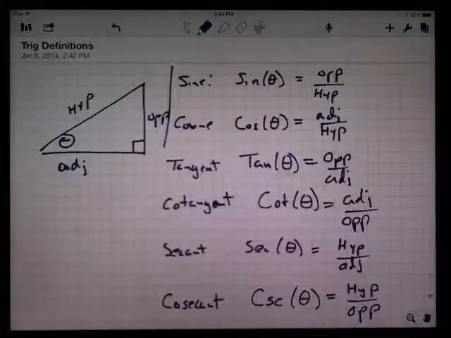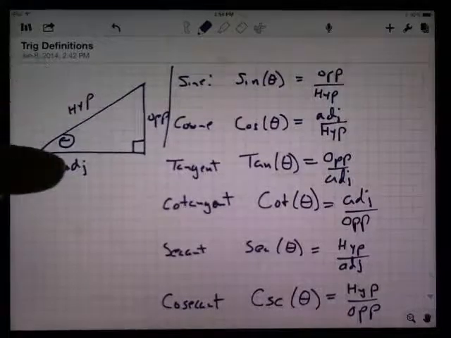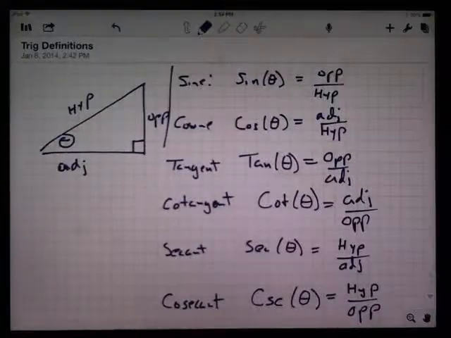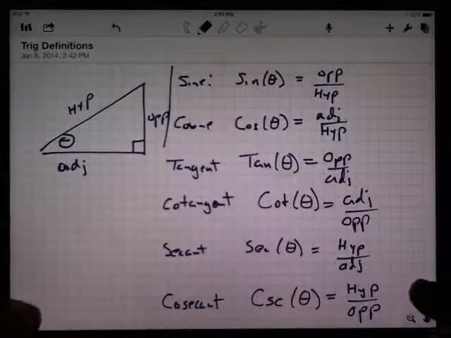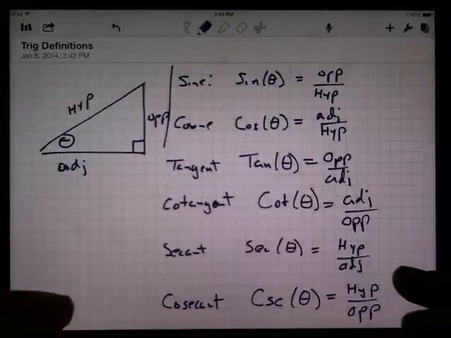So there you have the definitions of the trig functions of this angle over here. Sine is opposite divided by hypotenuse. Cosine is adjacent divided by hypotenuse, and so on. Okay. Now, sometimes it looks a little differently. That's the way the definitions are usually written.